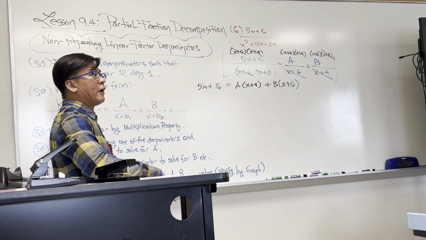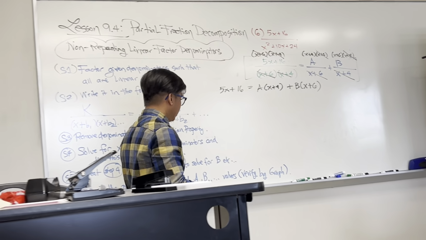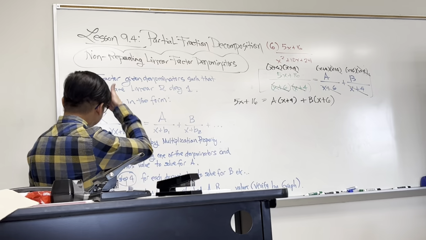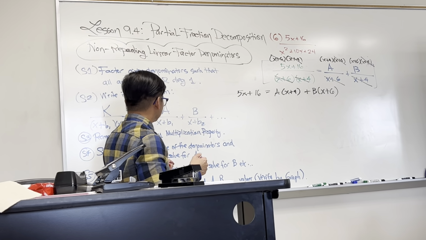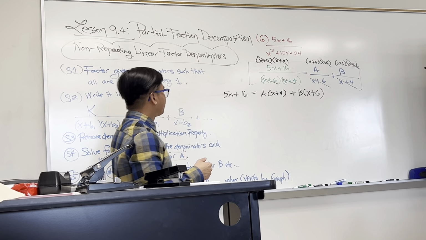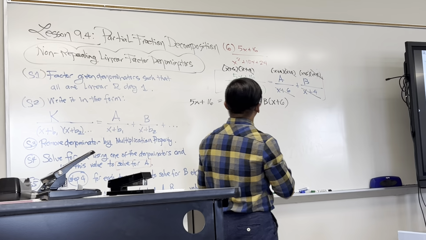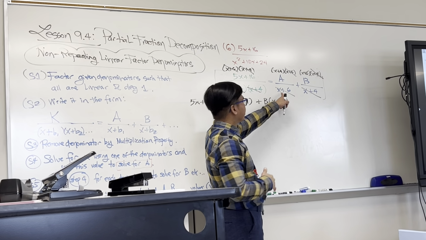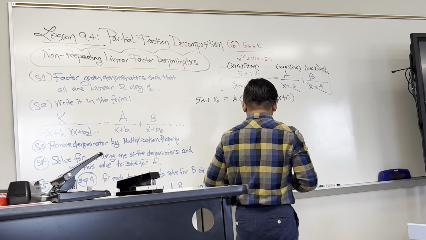Step number 4. All right. Let's read our step number 4 in here. Anna. Solve for the x using one of the denominators and use this value to solve for a. Thank you. For example, what is one of the denominators? X plus 6. Right. So let's choose denominator 1.